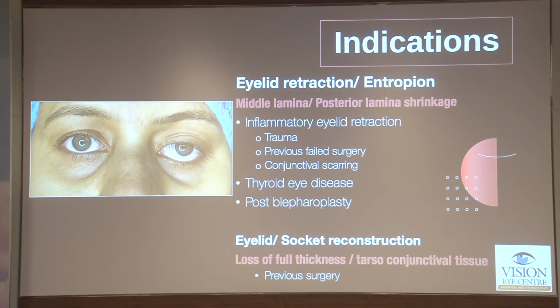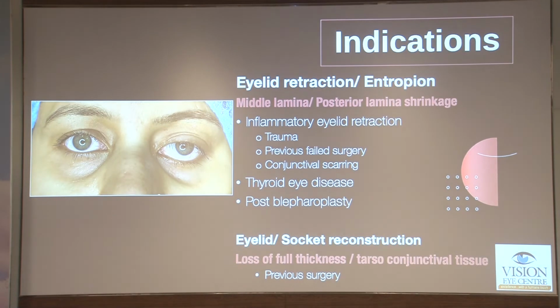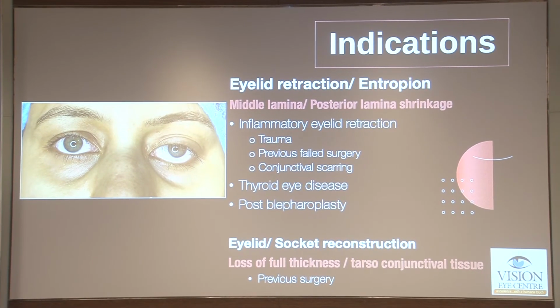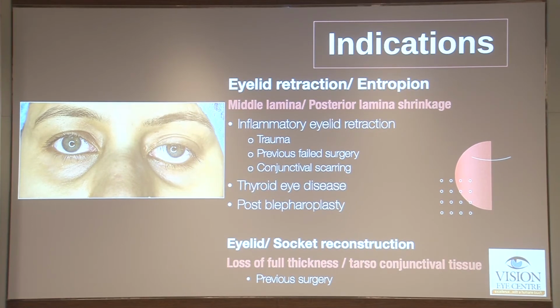The main indication of hard palate grafting is for lower eyelid retraction, for entropion, where the middle lamina or the posterior lamina has shrunk. There can be inflammatory eyelid retraction because of trauma, a previous failed surgery, or conjunctival scarring, or secondary to thyroid eye disease, or even after a lower lid blepharoplasty. It's also used in socket reconstruction, wherein you need to create more of a surface in the socket.